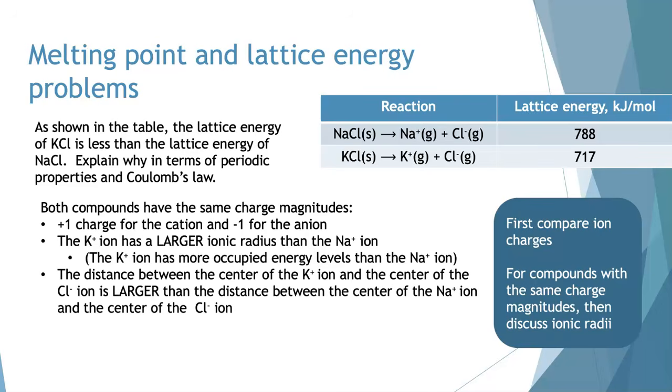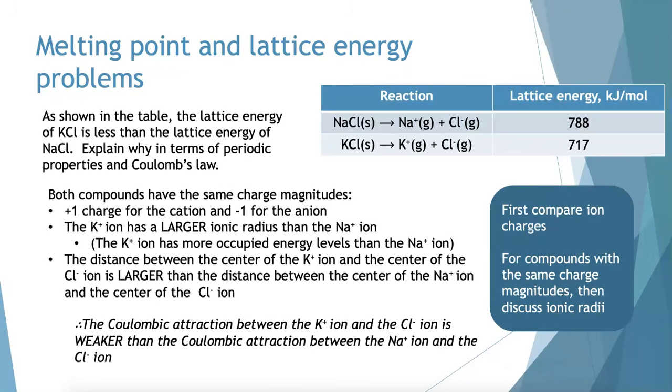And therefore, the distance between the center of the potassium ion and the center of the chloride ion is larger than the distance between the center of the sodium ion and the center of the chloride ion. This is very similar to what we were doing with our ion-dipole attraction. First, you look at charge, then you look at interparticle distance. Therefore, the Coulombic attraction between the potassium ion and the chloride ion is weaker than the Coulombic attraction between the sodium ion and the chloride ion, and that's why we're seeing that KCl has a lower lattice energy than NaCl.